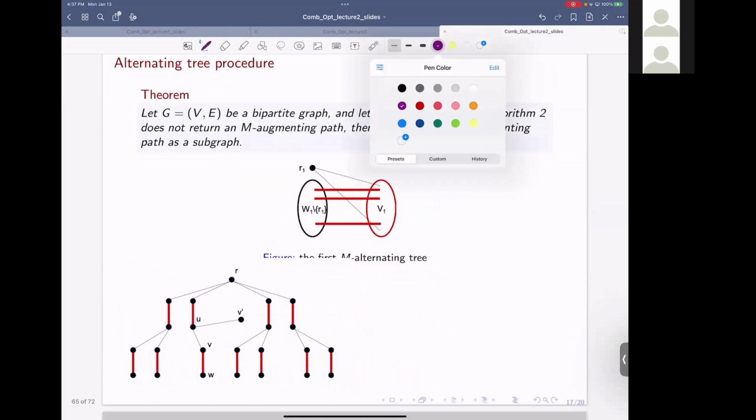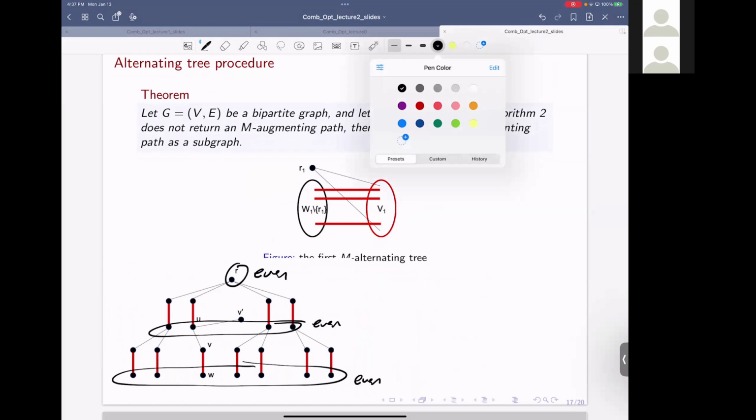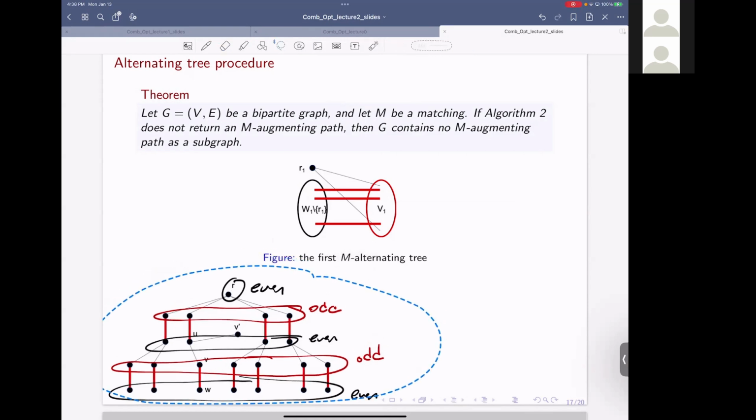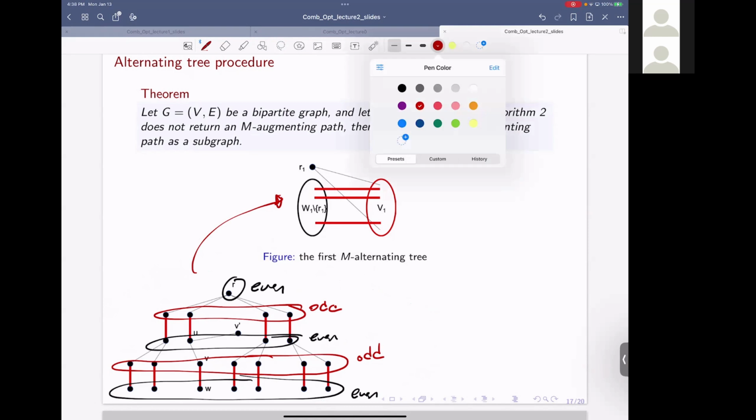Again, I have even level vertices, and I have odd level vertices. If your search is done without finding an augmenting path, then this tree structure can be simplified into this kind of weird figure. And here W1, the subscript 1, refers to the first tree.